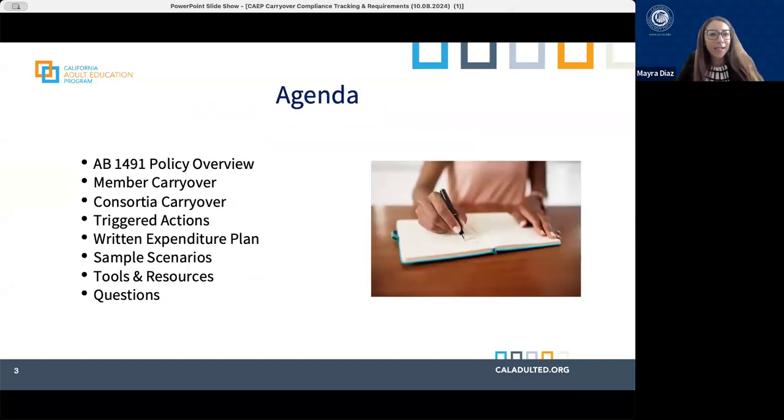And in this hour, we are going to walk through AB 1491 and give you a policy overview of the member carryover tracking, consortia carryover tracking, and triggered actions that are a result of the excessive carryover. We will walk through the written expenditure plan that is now published, provide some sample scenarios, and equip you with tools and resources. And lastly, open it up for questions. We will be monitoring the questions coming in through the chat, but also we'll give you an opportunity to unmute yourself and ask questions at the end.